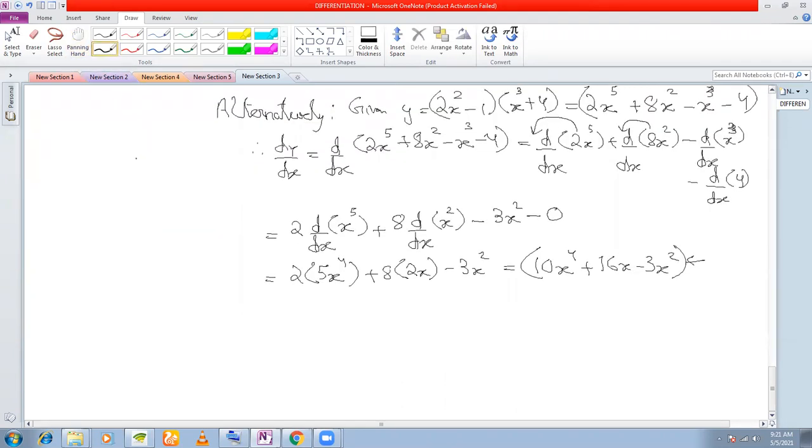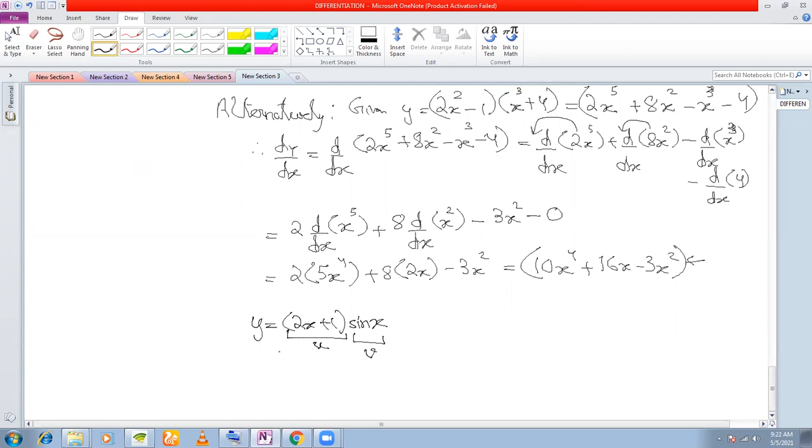Now the U into V rule especially is good when a product of a polynomial and a trigonometric function is given. Say for example, I'm not working this out, suppose y is equal to 2x plus 1 times sin x. We'll see later how to do this, but for the time being, just see this. This is a product of 2. If you take this part as u and this part as v, then you can work this out by the u into v rule. Then the u into v rule is very useful.